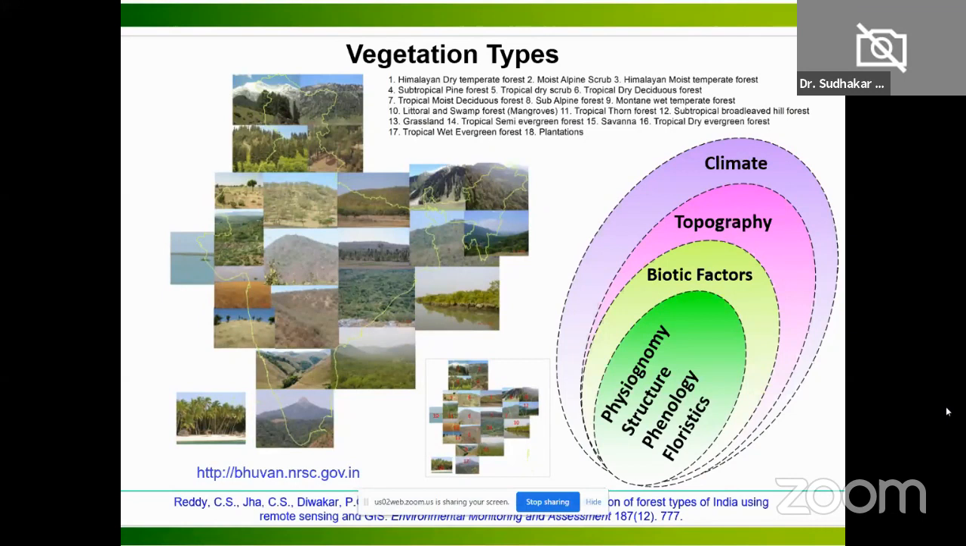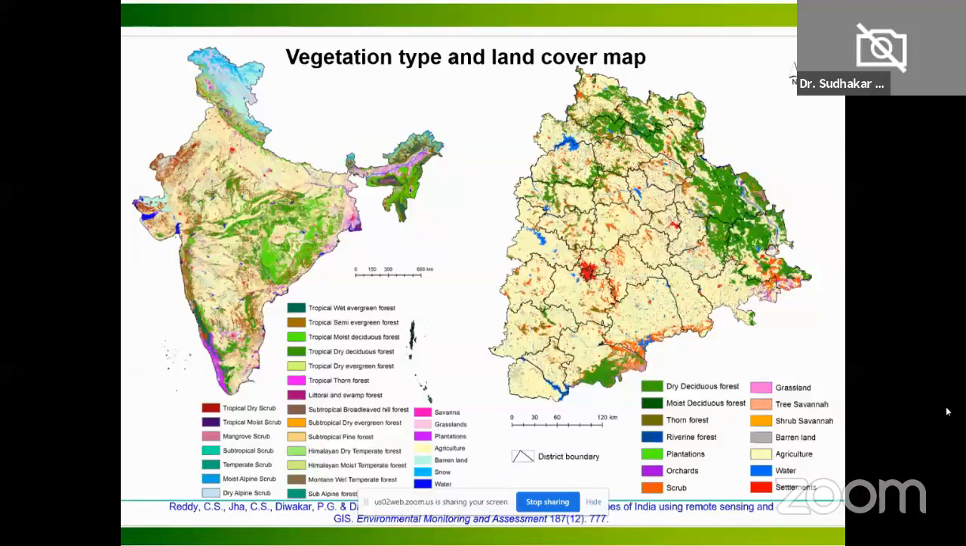So with remote sensing, by integrating the principles of ecology and biology, we are able to identify the different vegetation types in India. We are getting the spectral information for discrimination of vegetation types, not only the phenological information; we are also getting information on climate and topography from remote sensing. So here, this is our work published in Environmental Monitoring and Assessment in 2015. It shows the distribution of forest types and the different land cover types in the country.